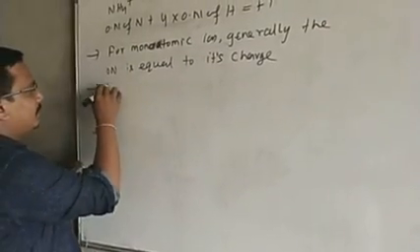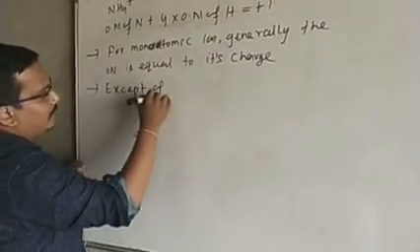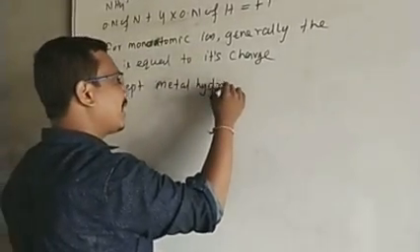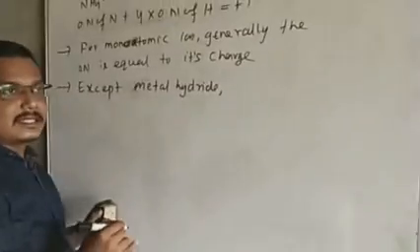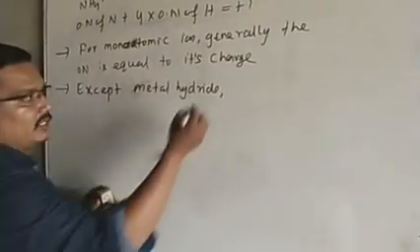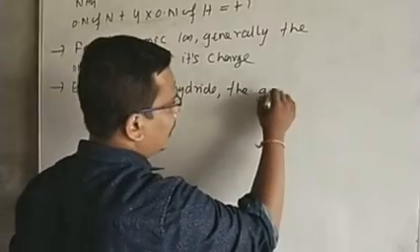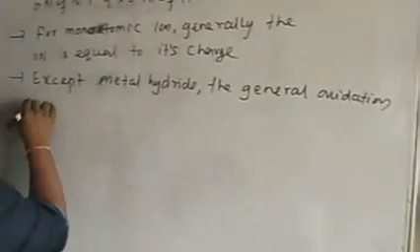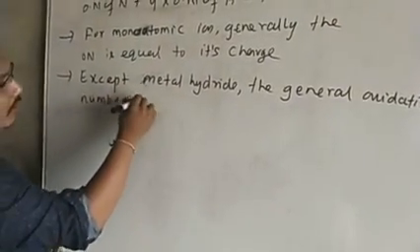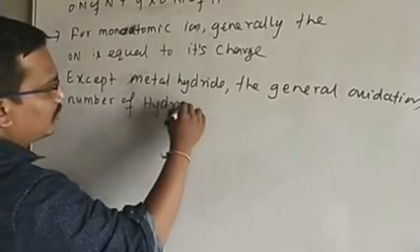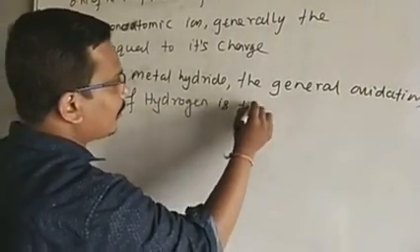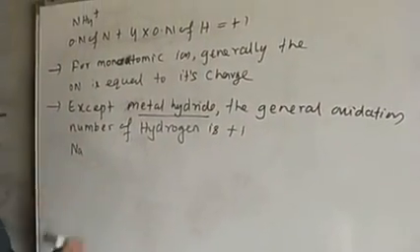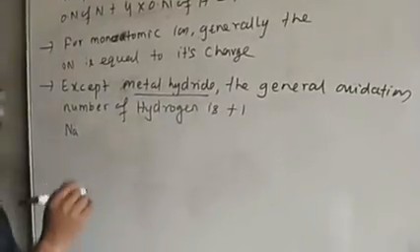Next rule is except metal hydride. The general oxidation number of hydrogen is generally plus 1. What is the meaning of metal hydride? Metal hydride means there must be a metal and there must be hydrogen.